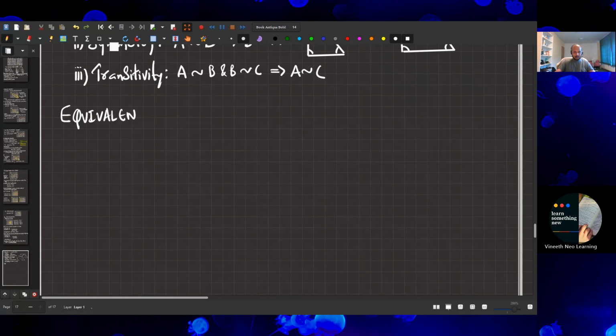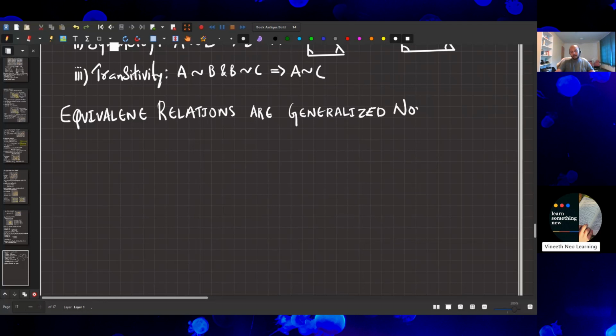Equivalence relations are generalized notions of equality. Very important idea. If two things are equivalent, they are equal in some context. We can consider them equal in that context only. It's a very important idea.